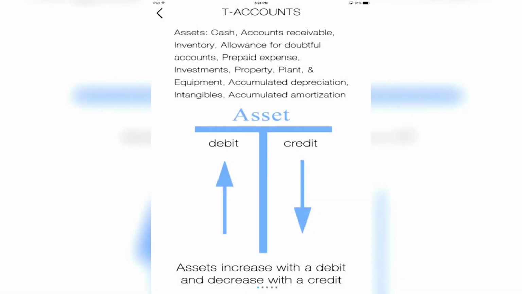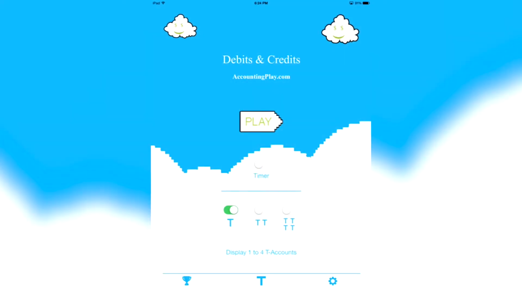So today we're going to be focusing on single accounts, T accounts, where we debit assets up and we credit them down. So let's get into some T accounts right now. Here what you're going to be seeing is the debits and credits interface with one T account.